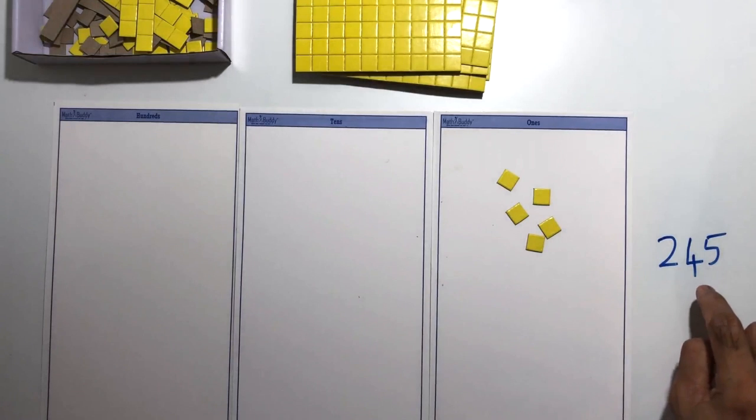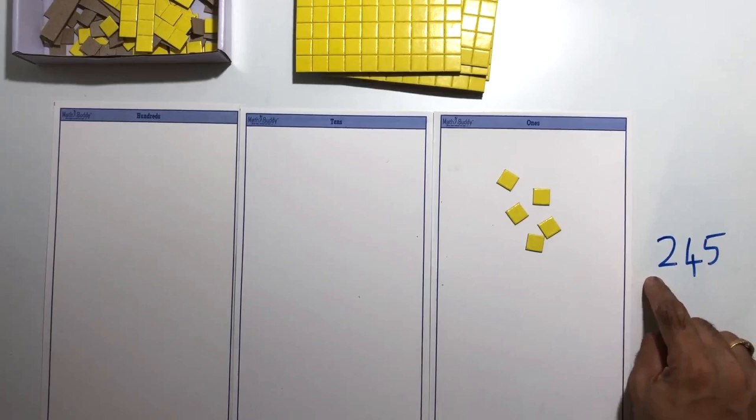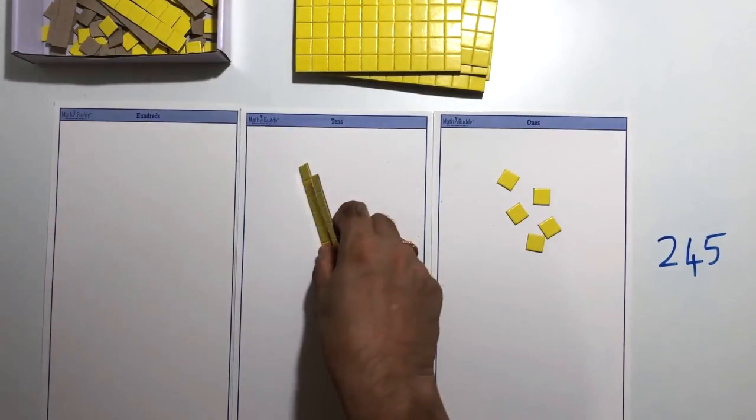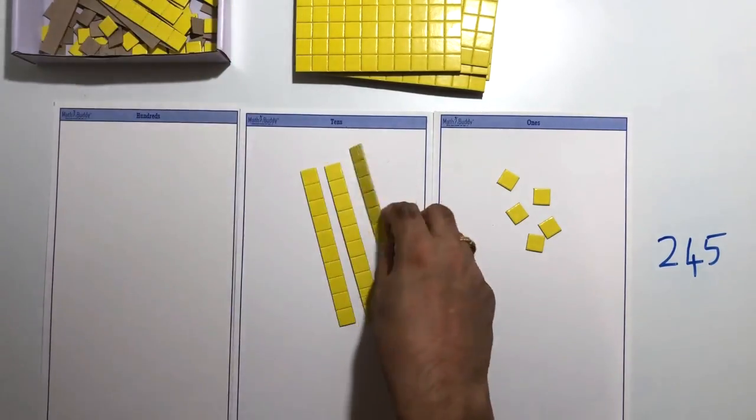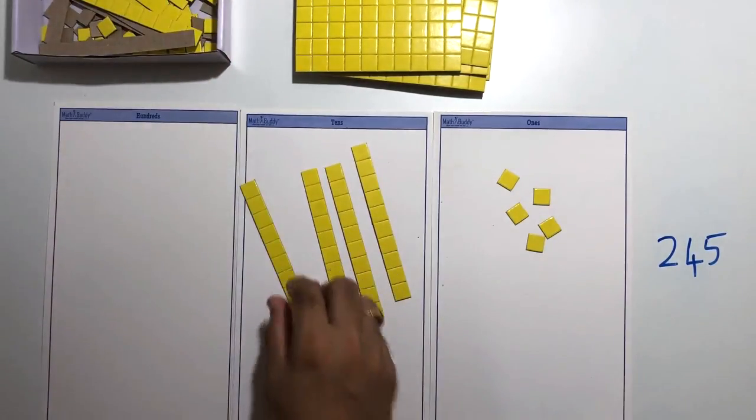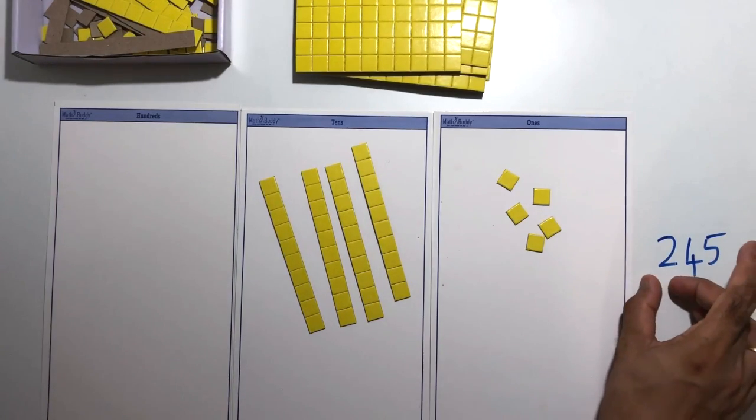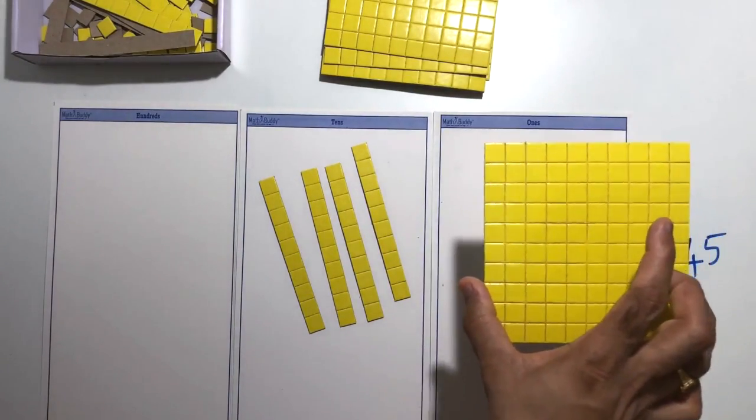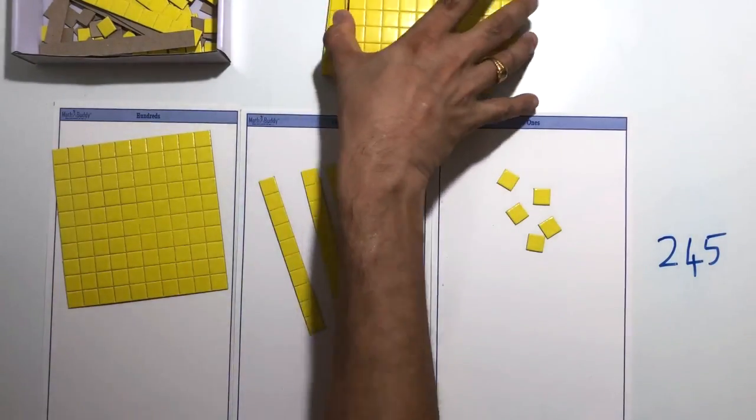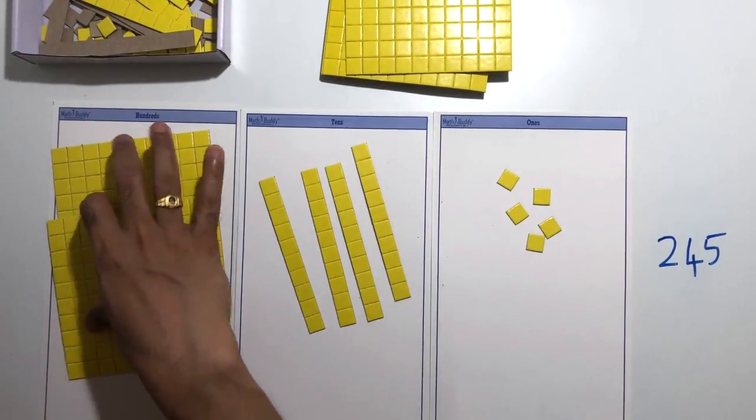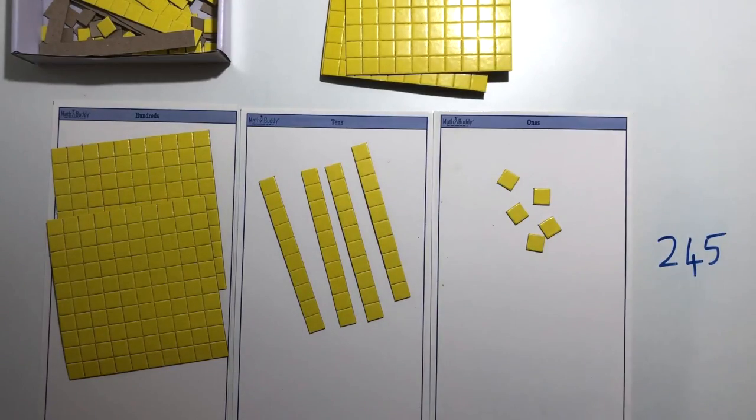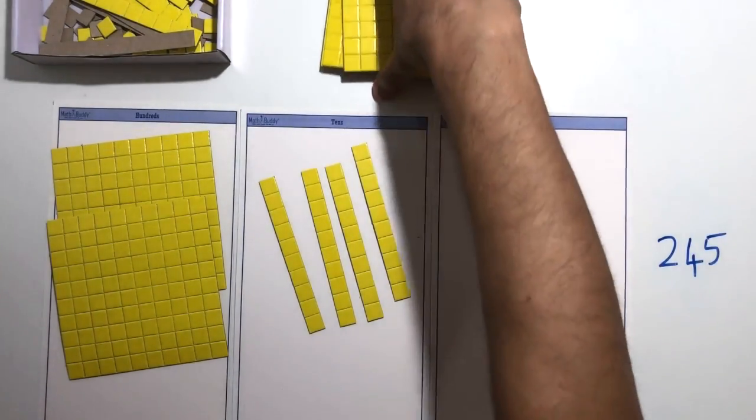Then how about 4? 4 is in the tens place. This is ones place, tens place, hundreds place. So 4 is in the tens place. So we'll use 4 of these rods to represent 4 tens. And then we have 2 in the hundreds place, which means we need 2 hundreds. One flat represents 100. So we'll place 2 of these flats. So that's how we represent the number 245.